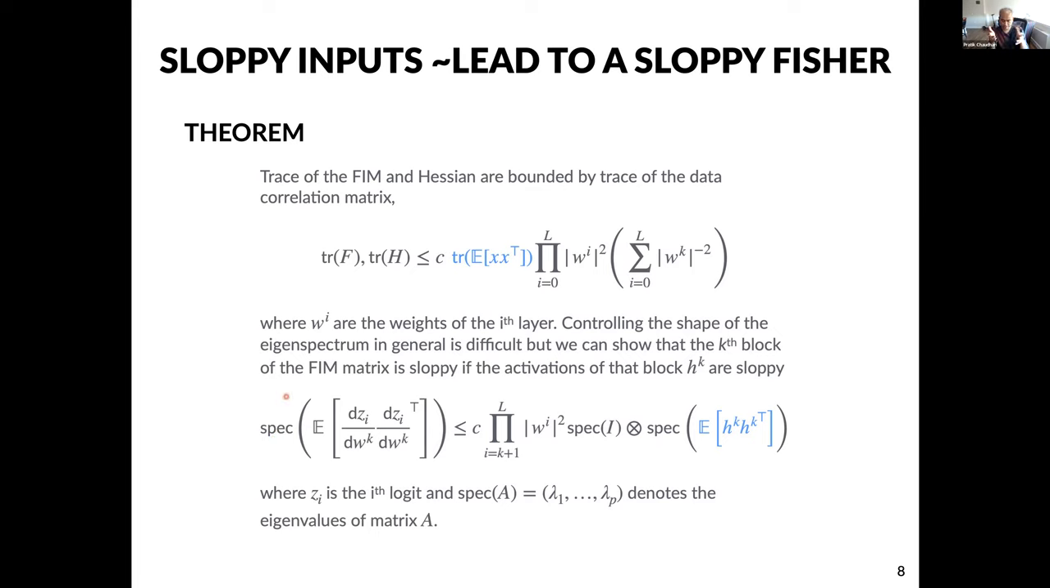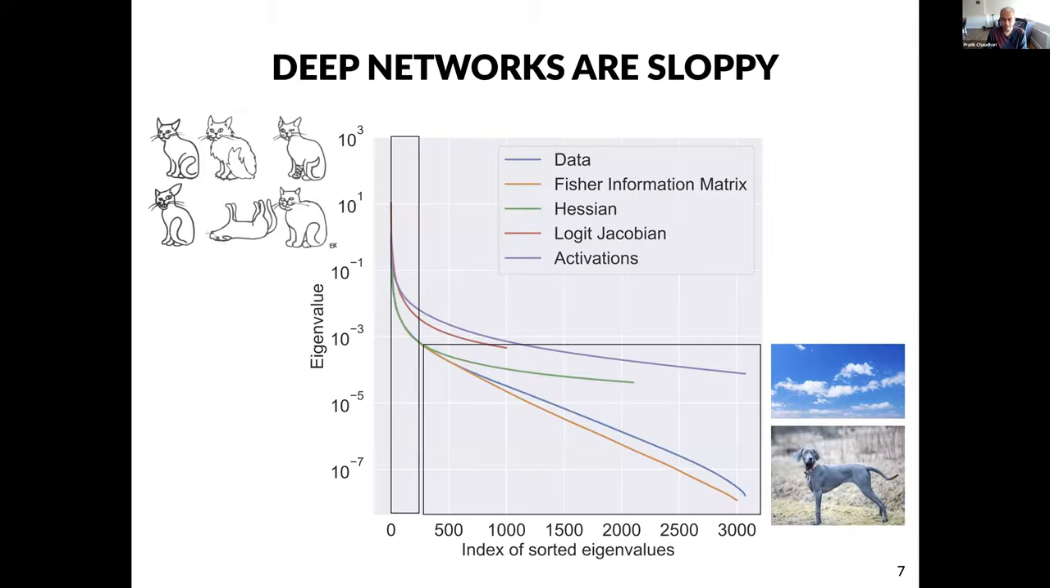Now, this is not quite a result for the entire Fisher matrix, but for large neural networks, it has been noticed that the Fisher matrix is pretty close to the block diagonal approximation, because the different layers are pretty different in how they affect the output. So this is some theoretical understanding, and it tells you that the Fisher information matrix or the Hessian is also sloppy because the inputs to these models are sloppy.